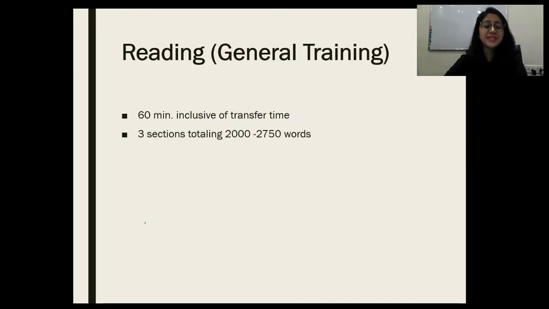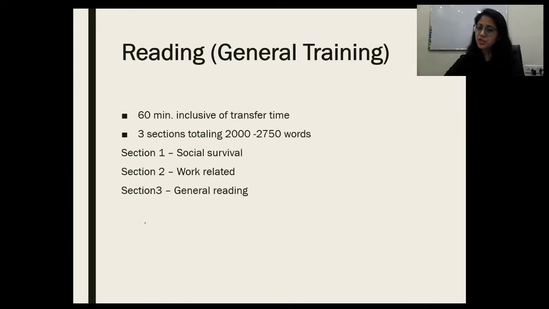Reading general training is exactly the same as reading academic. The only difference is that the reading academic module has 3 paragraphs. The general training module ranges from 4 to 5 comprehensions. Sorry, the earlier one was 3 comprehensions, and this one 4 to 5 comprehensions. Now section 1 talks about social survival, section 2 work related, and section 3 is general reading.